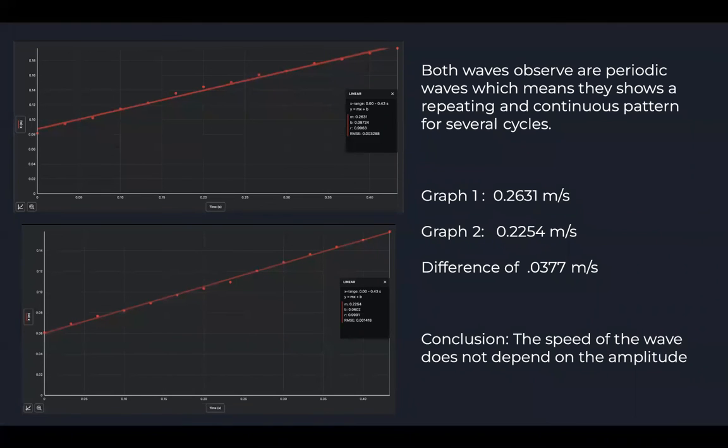Once again, it was observed that the first wave had a velocity of 0.2631 meters per second, while the second wave experienced a velocity of 0.2254 meters per second. The difference between both waves is 0.0377 meters per second, which is a slight difference. Overall, this concludes that since the speeds of both waves are slightly different, almost the same, it shows that the speed of the wave does not depend on the amplitude of the wave.